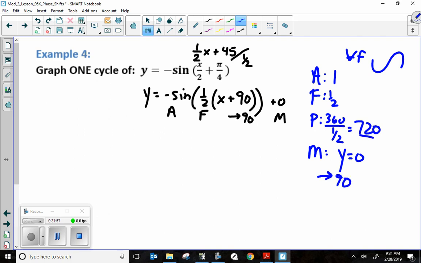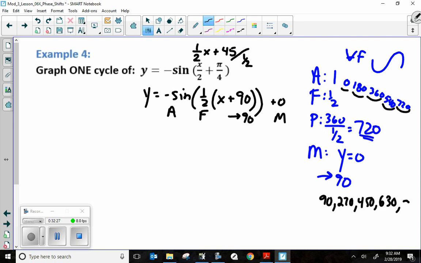So right now, I have 720. Half of that's 360. Half of that's 180. And I go to 0. 180 and 360 is 540. I've got to move to the right 90. I've got to add 90 to each one of those x values. So 0 and 90 is 90. 180 and 90 is 270. 360 and 90 is 450. My goodness. 540 and 90 is 630. And 720 and 90 is 810. Let's graph this bad boy.